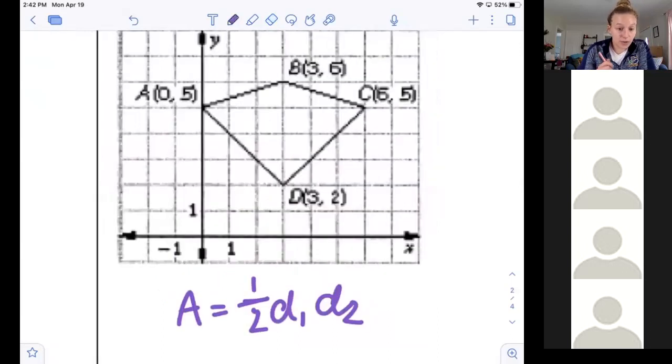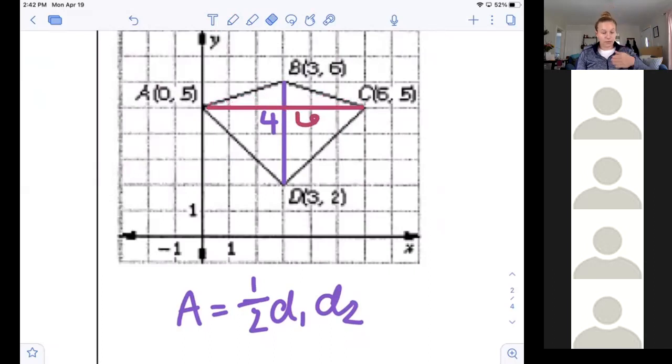Let's look at the diagonals though. We have to go across the shape. So I'm going to go from B to D. And that's 1, 2, 3, 4 units. Okay, easy. And then now I'm going to go the other diagonal, which is A to C, which is another nice straight horizontal line. 1, 2, 3, 4, 5, 6. 6 units. Perfect.